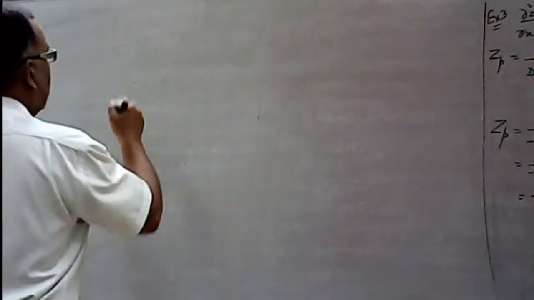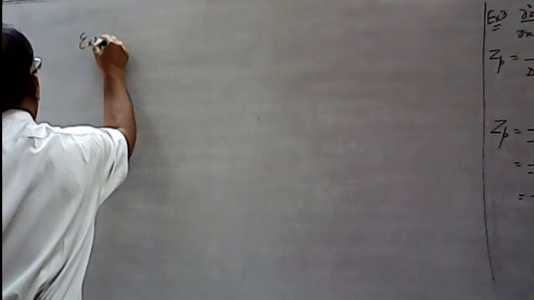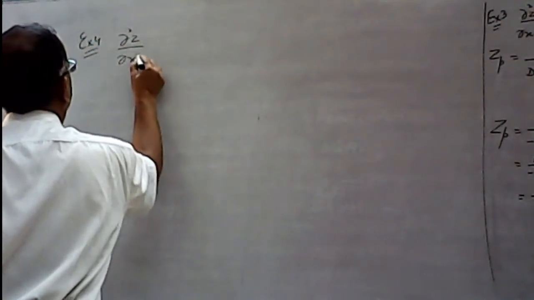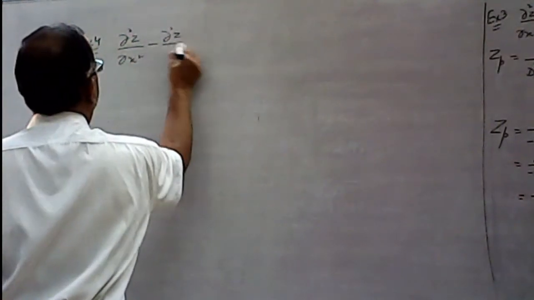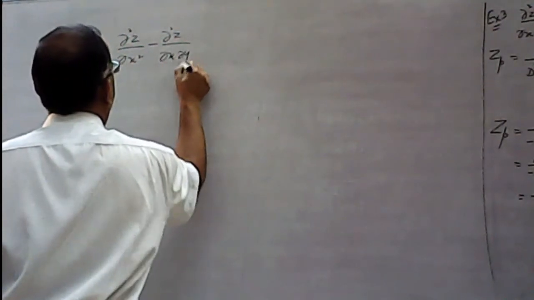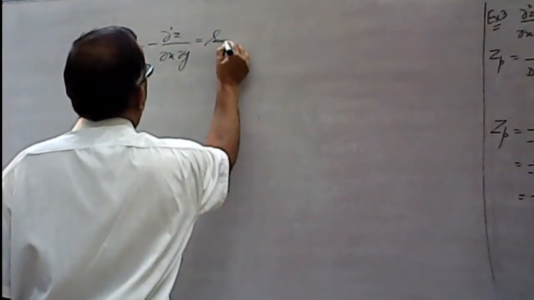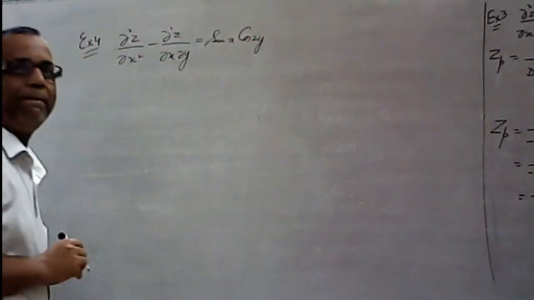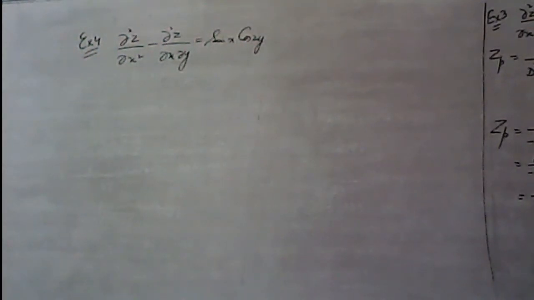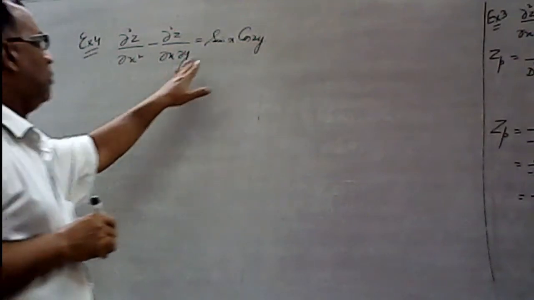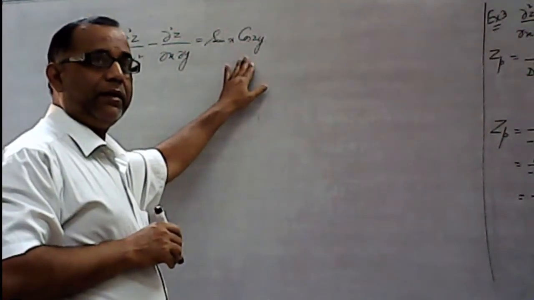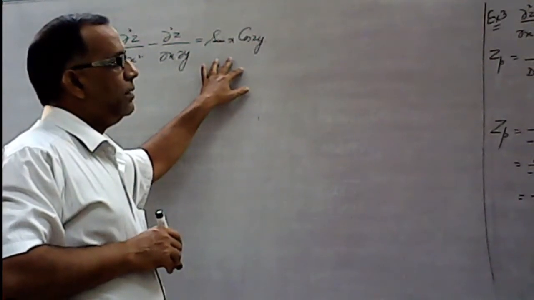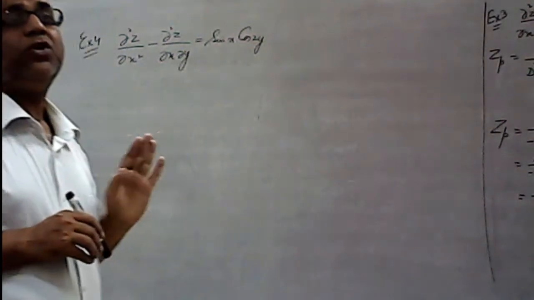Let me give you an idea about this example number 4. Let's say we have ∂²z/∂x² minus ∂²z/∂x∂y equal to sin x cos 2y. I have linear sine and linear cos, but in product form. But method 2 does not deal with a product.